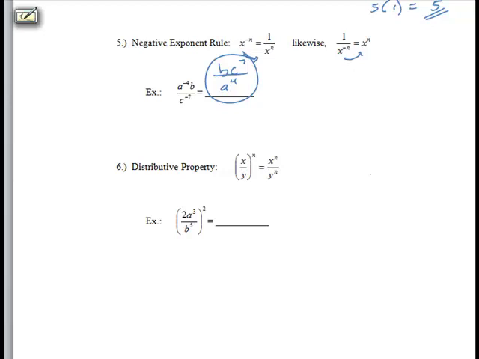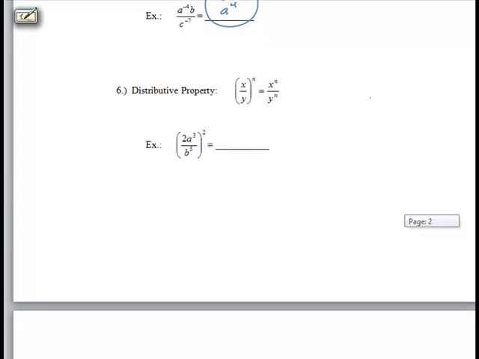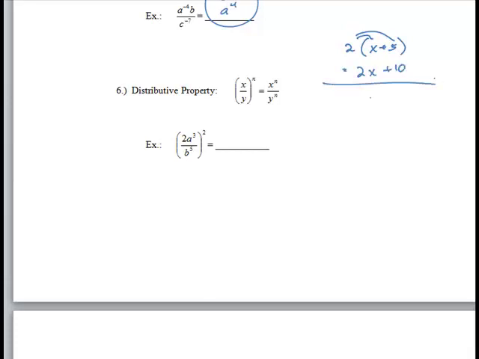And the last rule or property is the distributive property for exponents. Now we've been using and working with the distributive property for multiplication. For instance, 2 times x plus 5, we know we have something out in front of a set of parentheses, we need to distribute or multiply everything inside by it, which of course in this case will give us 2x plus 10. However, now the distributive property for exponents.